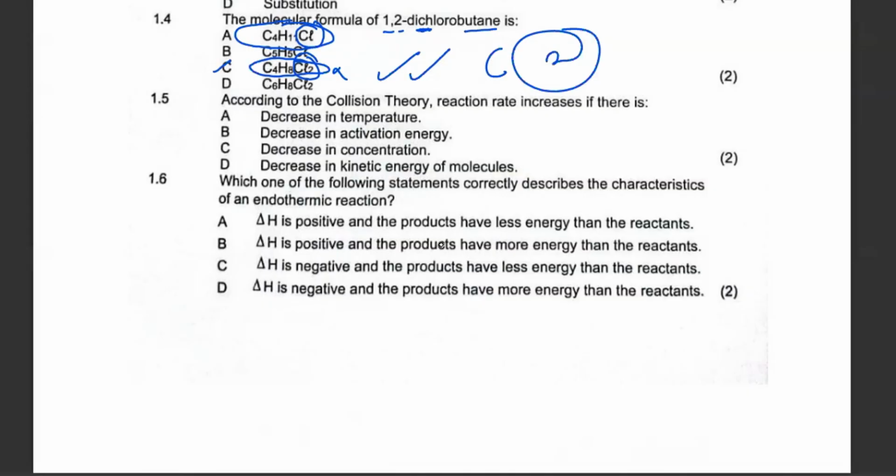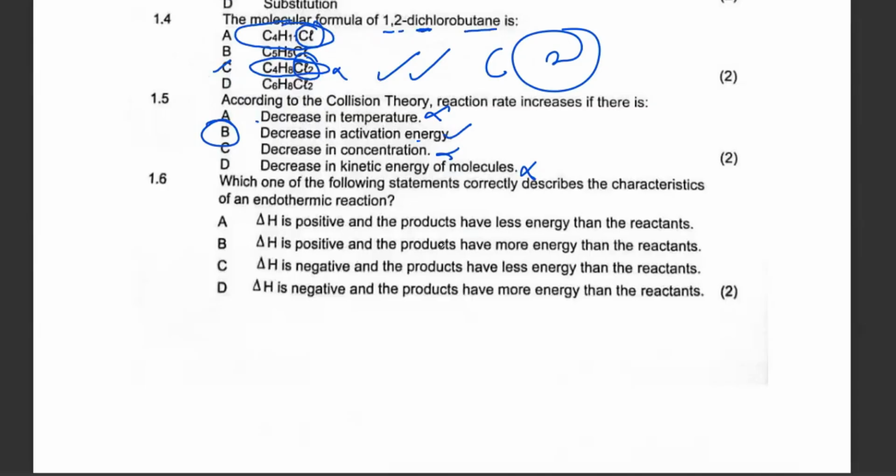According to the collision theory, the reaction rate increases if there is what? Increase in the temperature. The reaction rate decreases in temperature. No. Decrease in the activation energy. It looks to be correct. Decrease in concentration. Nope. Decrease in the kinetic energy of the molecules. Nope. So the answer is B. When you decrease the activation energy, you increase the rate of reaction. That's how the catalyst works. It just decreases the activation energy.